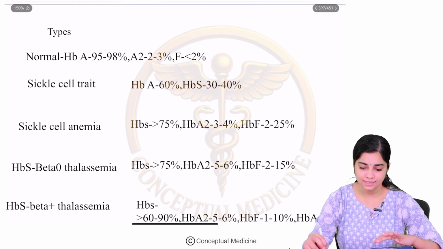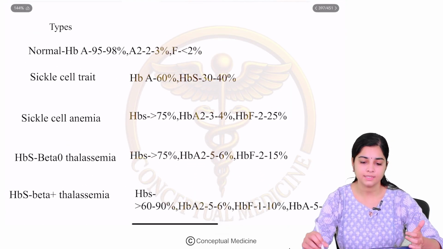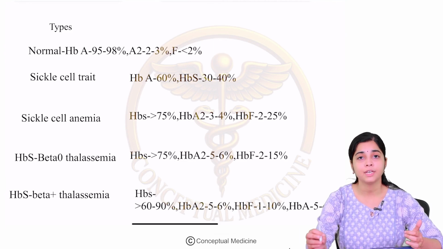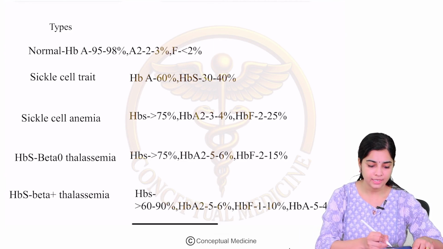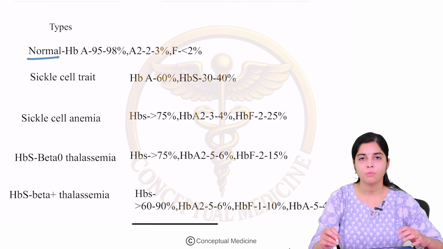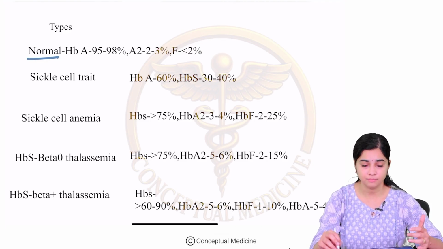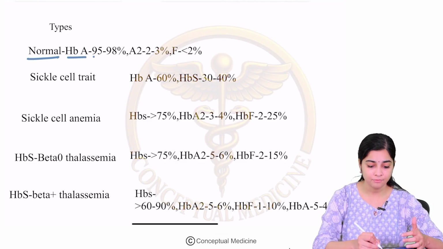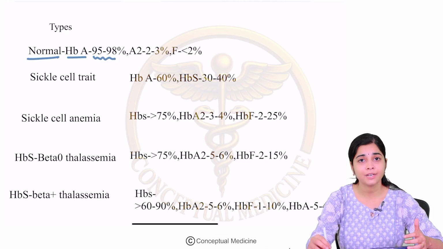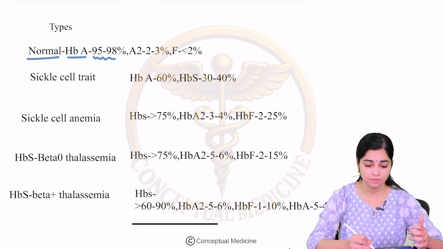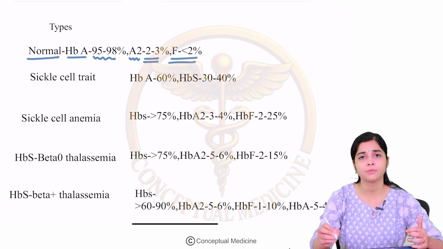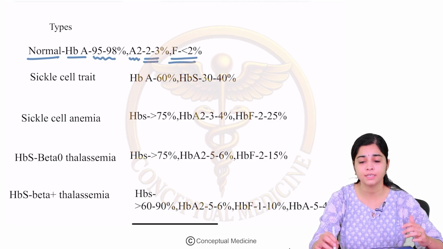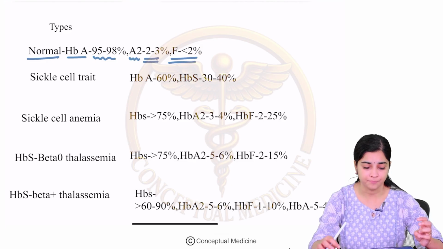So let us understand the types of sickle cell anemia. For that we have to understand what the normal fractions of hemoglobin are. In a healthy adult individual, we have hemoglobin A, which accounts for 95 to 98% of the hemoglobin. Then hemoglobin A2 is 2 to 3%. And fetal hemoglobin is usually less than 2% in a healthy adult individual, right?